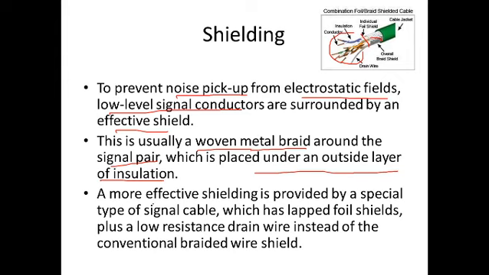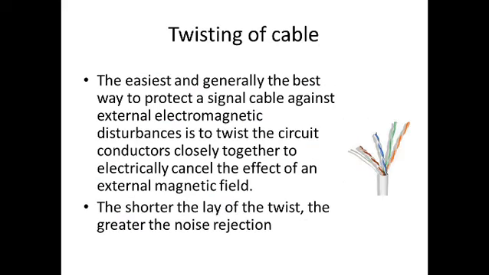A more effective shielding is provided by a special type of cable which has lapped foil shields plus a low resistance drain wire instead of the conventional braided wire shield. So you can have either braided wire or drain wire shield over it. So foil shield is also available. This is called double shielding. This is basically used to avoid the noise pickup for any conductor.